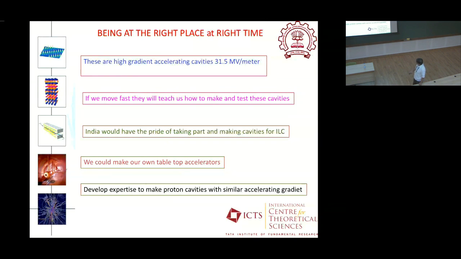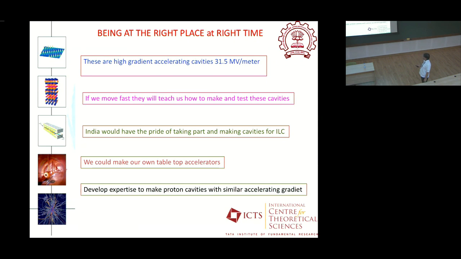These are, of course, not what was being talked about in this meeting, but this was feature technology. These are high gradient accelerating cavities of 31.5 million volt per meter. If we move fast, they will teach us how to make and test them, because it is in their interest. If India joins, it helps them answer both the questions that their government asks. Their project becomes international. We are producing manpower. India would have the pride of taking part in making cavities for ILC instead of making jacks for the magnets.